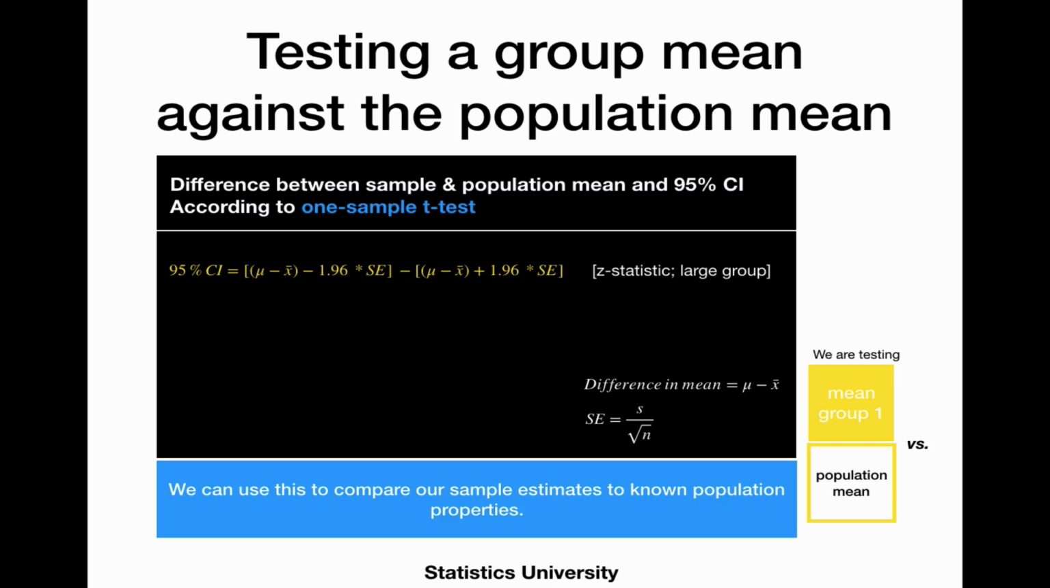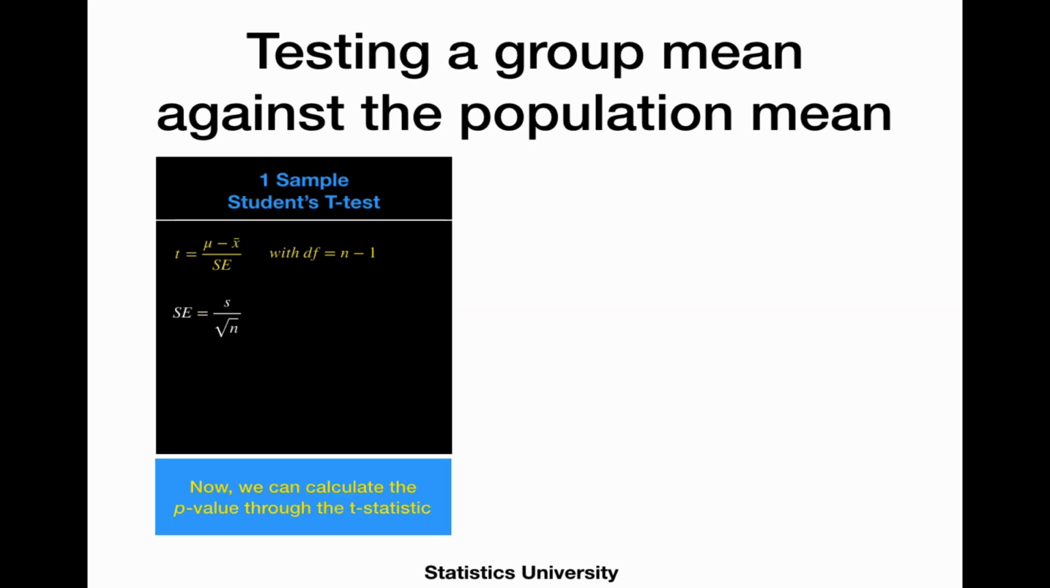And then if we have a large group, we can use the z statistic, where we just use this difference in mean between population mean and the sample mean to calculate the 95% confidence interval. But we can also use a t-statistic approach where we have to look up the critical t-value for our sample size. And the t-statistic is the difference in means divided by the standard error with n-1 degrees of freedom.